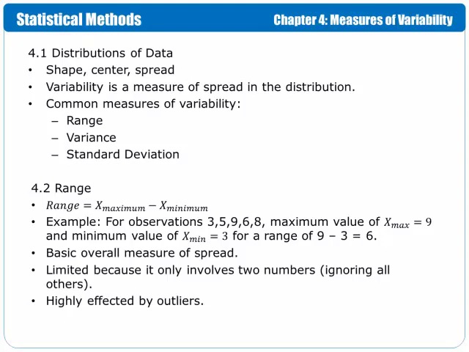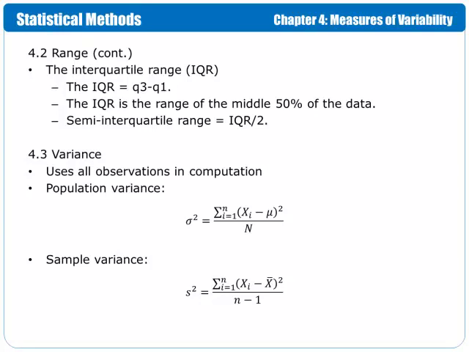However, it is limited because it only involves two numbers. It essentially involves the minimum and the maximum and ignores all other values. The range is highly affected by outliers. There is also something called the interquartile range, or the IQR, where the IQR is equal to Q3, or the third quartile, minus Q1, or the first quartile.